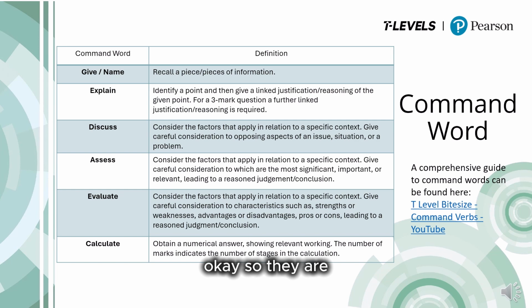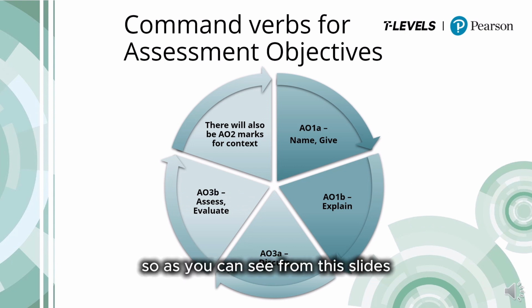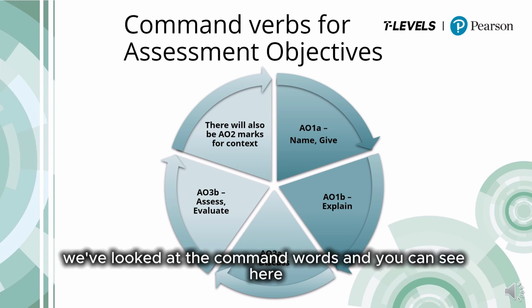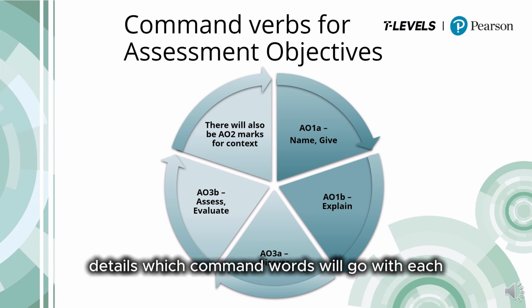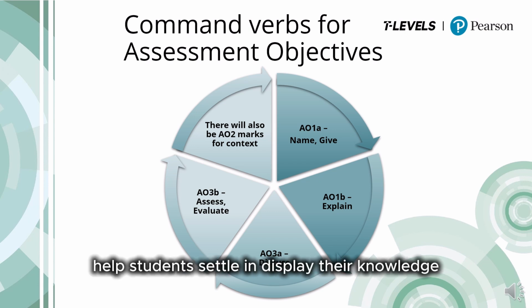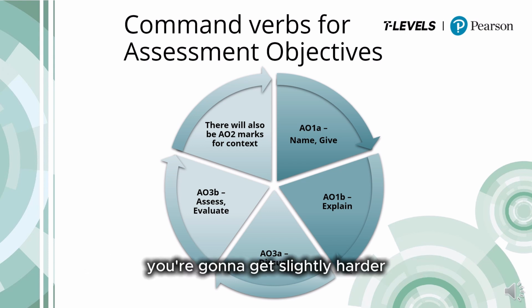Okay, so they are the command words that will appear on the core papers. So as you can see from this slide, we've looked at the assessment objectives, we've looked at the command words, and you can see here there's a nice sort of diagram that sort of details which command words will go with each. So as you can see here, as we discussed on the last slide, name and give are going to go with those 1A. Simple questions, start the paper, help students settle in, display their knowledge. And then as we start moving through the paper or through each section, you're going to get slightly harder.